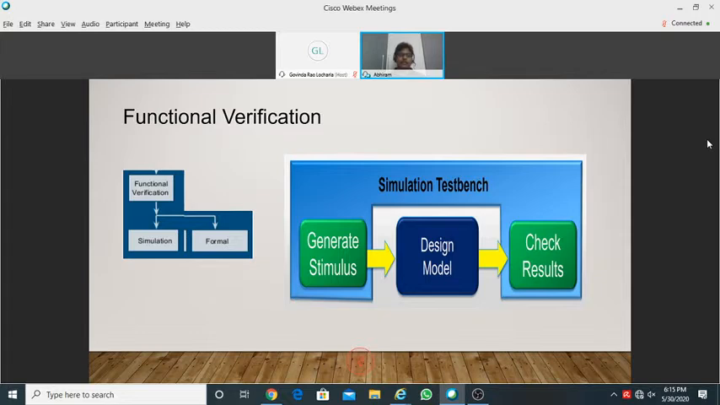So if you take the simulation world, I can describe this blue color box as the design. You can take an SOC if it is SOC verification. If it is an IP, you can consider it as an IP. So you have your design. Now you have to verify it. What is your design designed for? Your SOC has been designed for some application, so that has to be tested.